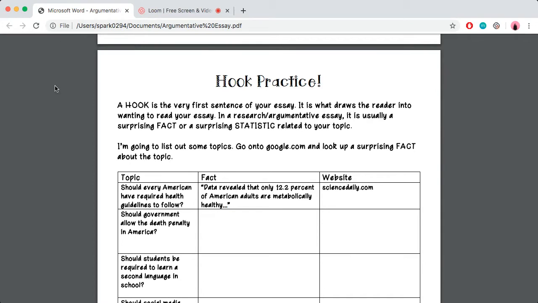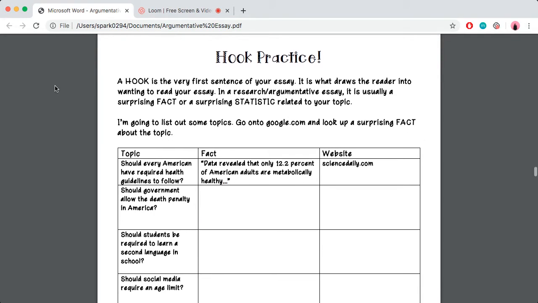Today we're going to focus on another part of the introduction paragraph, and that is the hook. A hook is the very first sentence of your essay. It is what draws the reader into wanting to read your essay. In a research argumentative essay, it is usually a surprising fact or a surprising statistic related to your topic. So the hook is what immediately draws the reader in. It's the sentence that makes the reader go, oh, I want to know more information about this topic. I want to continue reading.